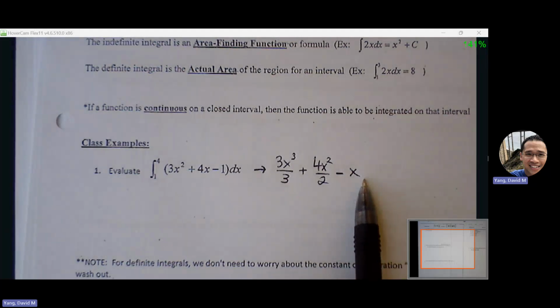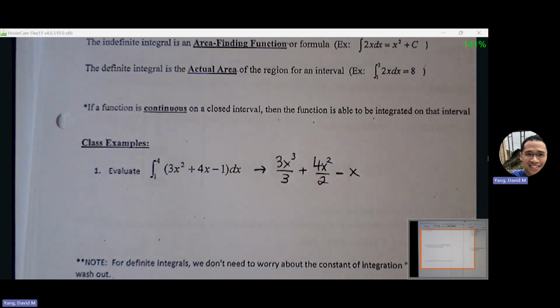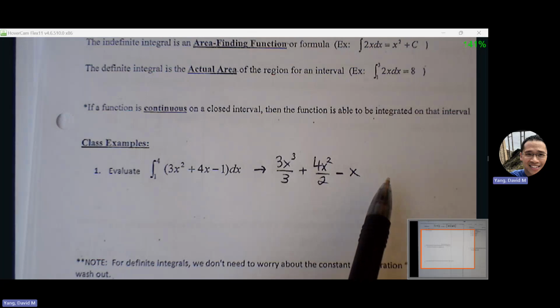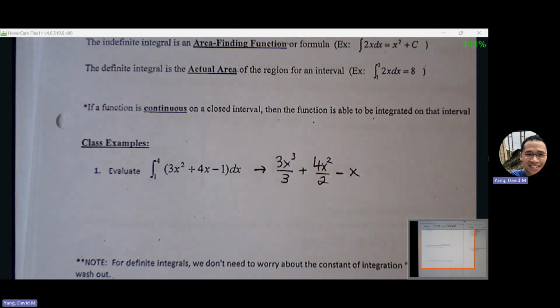Good question. The plus c for definite integrals, we don't worry about the plus c because the plus c is going to eventually get washed out. So if we're ever dealing with definite integrals, we don't write plus c. Yes, there's a plus c, but eventually that plus c will get subtracted out and it's going to wipe away.